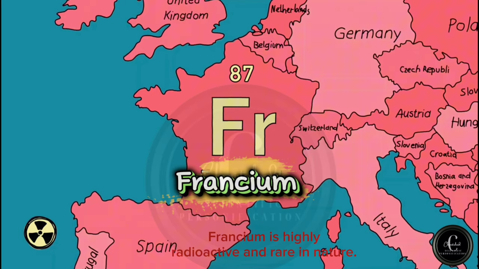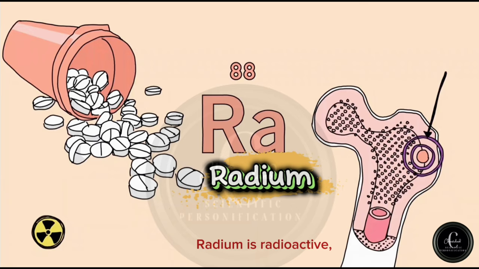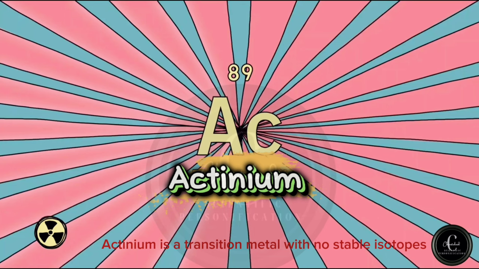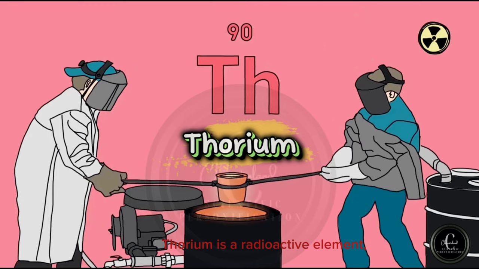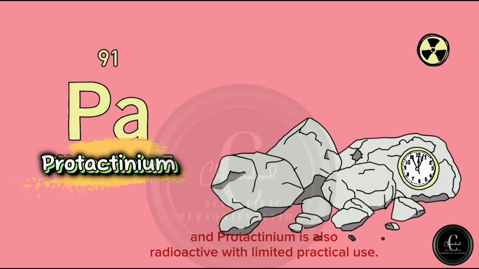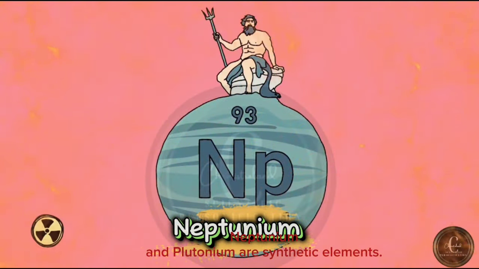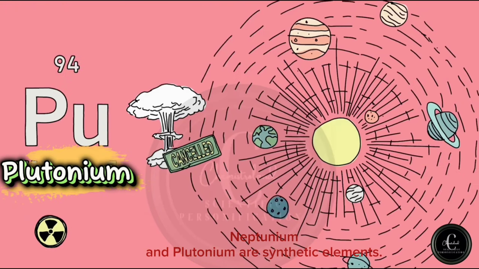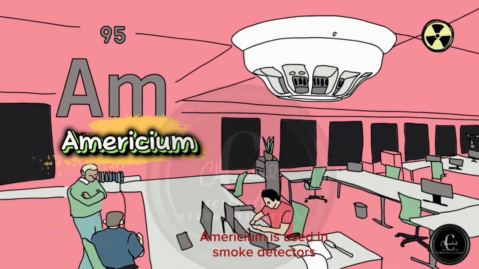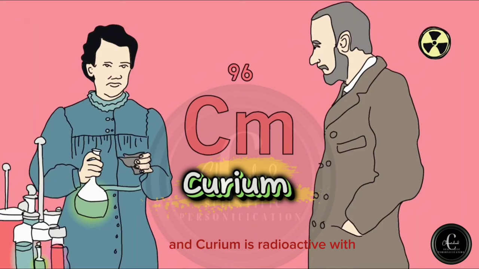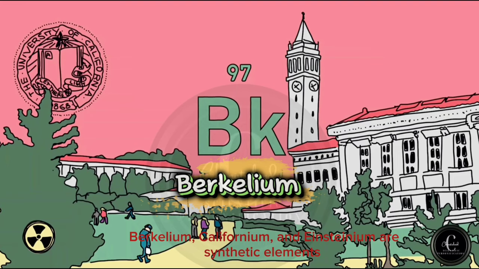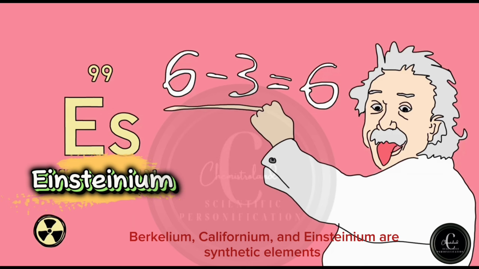Francium is highly radioactive and rare in nature. Radium is radioactive. Actinium is a transition metal with no stable isotopes. Thorium is a radioactive element. Protactinium is also radioactive with limited practical use. Uranium is a key element in nuclear reactors, and neptunium and plutonium are synthetic elements. Americium is used in smoke detectors, and curium is radioactive. Berkelium, californium, and einsteinium are synthetic elements.